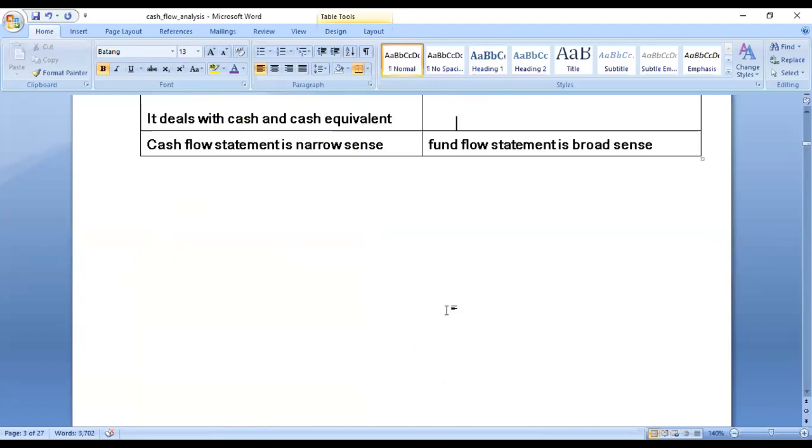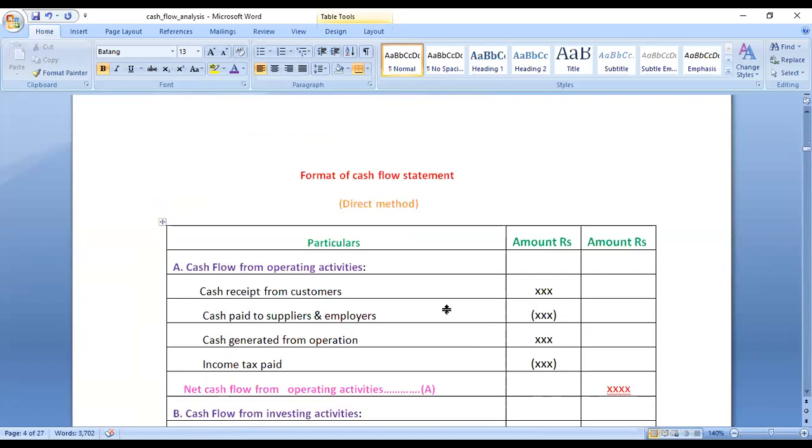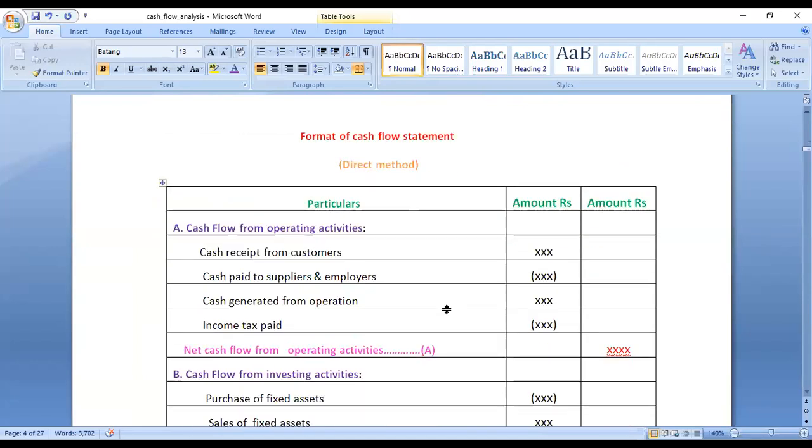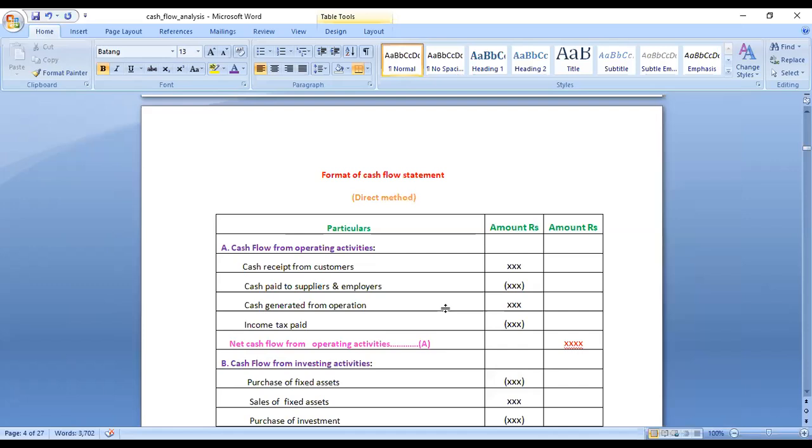Then we have the format of cash flow statement, my dears. Format of cash flow statement.